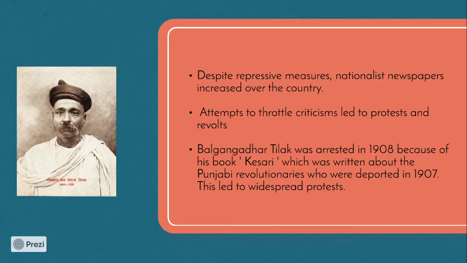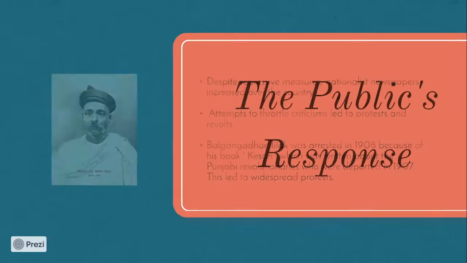For example, when Punjab revolutionaries were deported in 1907, Bal Gangadhar Tilak wrote with great sympathy about them in his paper The Kesari. This led to his imprisonment in 1908, which provoked widespread protests all over India.